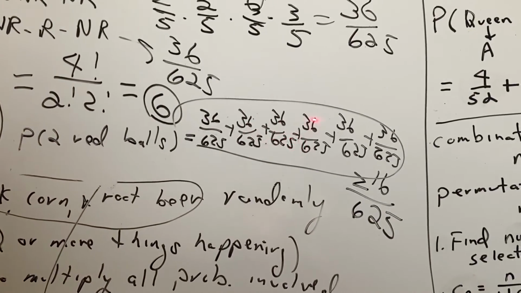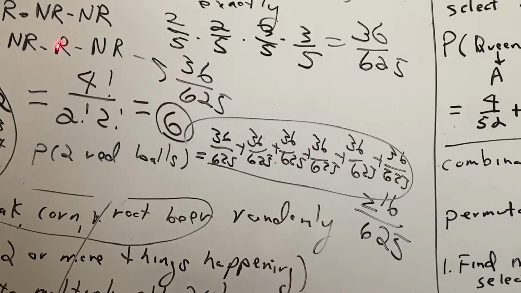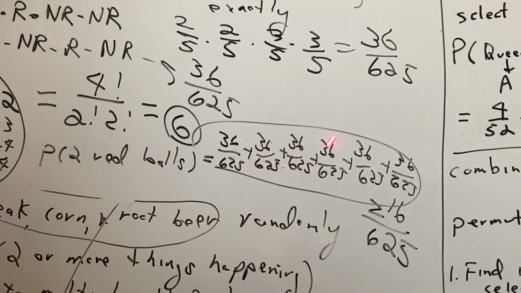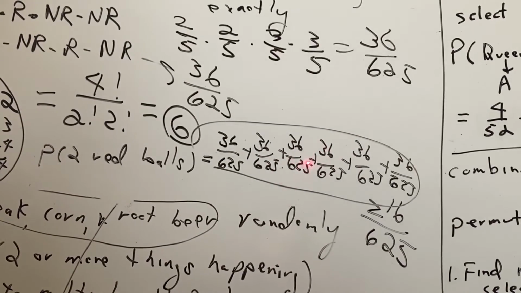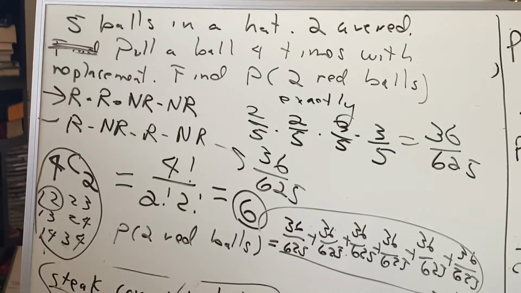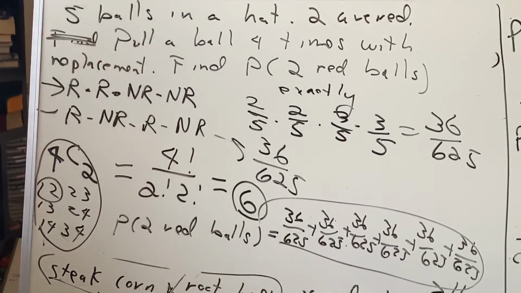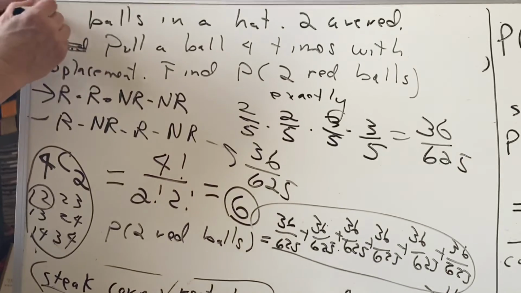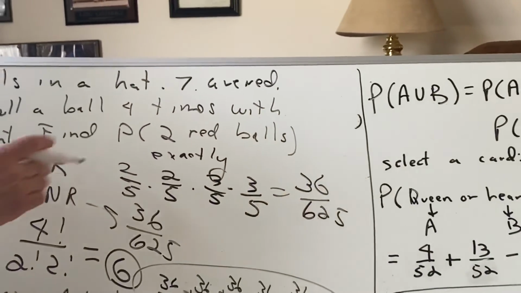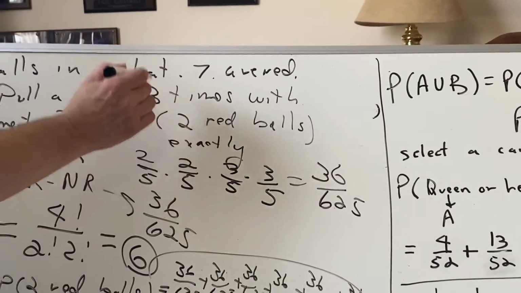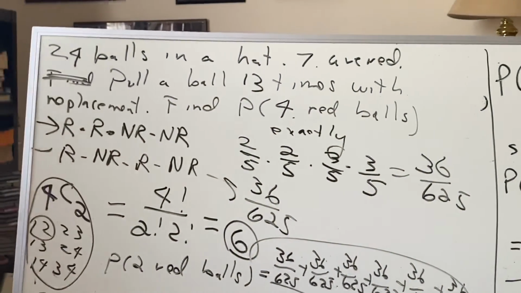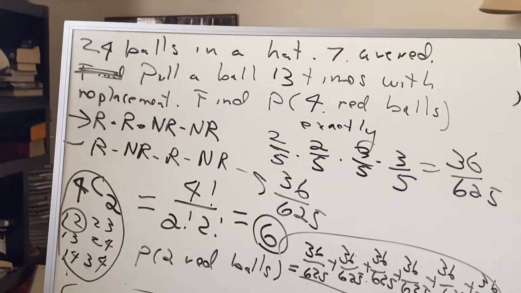Before we end, I'm going to have another video because this last part might have confused some people. I'm going to go over another example, but we'll do that in another video. But I do want to mention why this is important, okay? Let's just say, because we don't want to have to write out possibilities, that I change this to 24 balls and 7 are red, and we pull a ball 13 times, and we want to find the probability of 4 red balls, okay? In fact, I'm going to make that my next video.